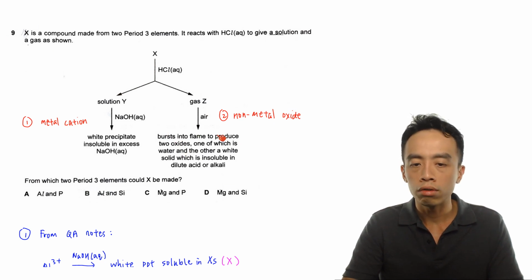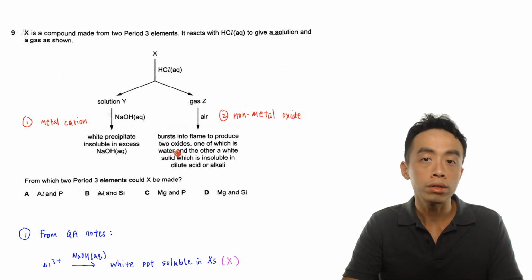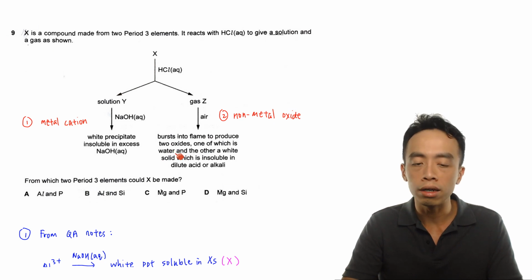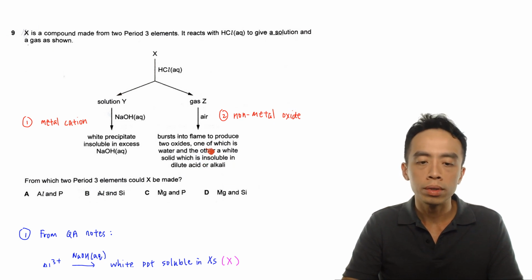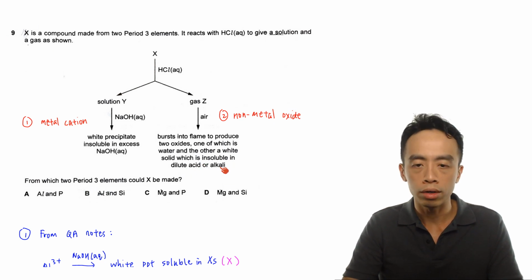Now for gas Z, if I react this with air, this will burst into flames to produce two oxides, one of which is water. So one of the oxides is just water, we have already identified this, and the other, a white solid, which is insoluble in dilute acid or alkali. So the other oxide, which is unknown, is insoluble in acids or alkali.